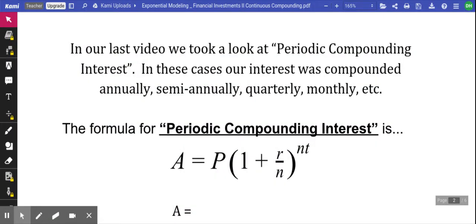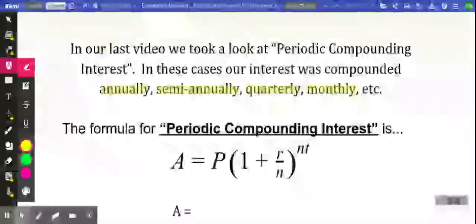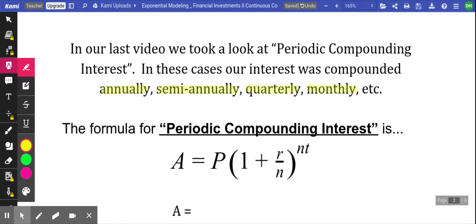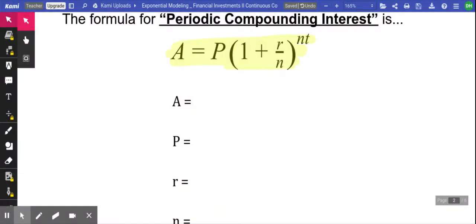So we talked about periodic compounding interest. And in these cases, the key words were they might have said the interest was compounded annually or semi-annually or quarterly or monthly or even daily, to be honest. Any type of frequency like these are cues that we're talking about periodic compounding interest. And here is that really hot formula that we're using. Okay, and let's just go through and define each of these variables one more time.